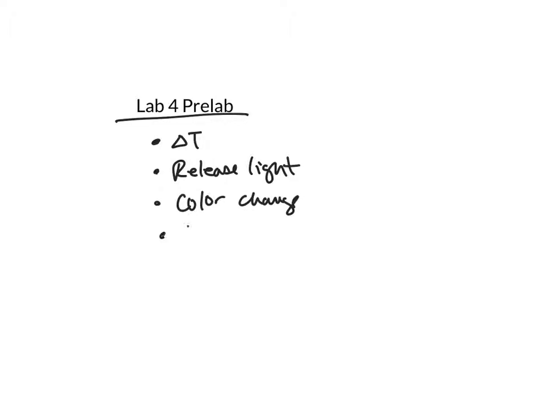Leading up to Lab 4, it'd be really helpful if you could write out the possible products from the reactions. So if you look at Lab 4, the name of it is a precipitation reaction. So let's review the quick signs of a chemical reaction. It either changes the temperature, or you release light, or you have a color change, or you form a gas, or you form a solid. And this is the one we care about today.